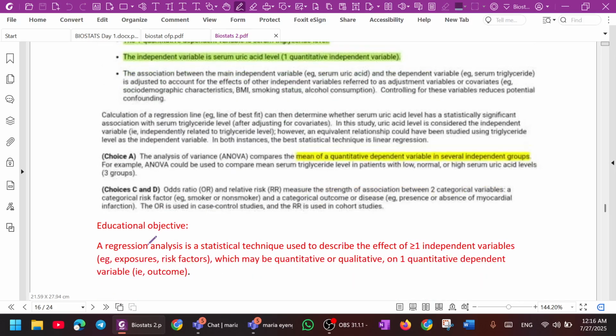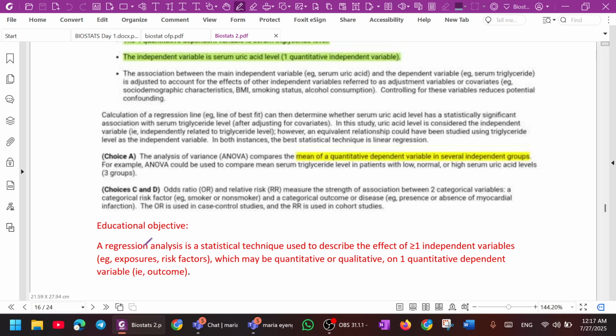Okay. So the educational objective: a regression analysis is a statistical technique used to describe the effect of one or more than one independent variable, exposure or risk factor, which may be quantitative or qualitative, on a quantitative dependent variable, that is the outcome. Can you please explain?